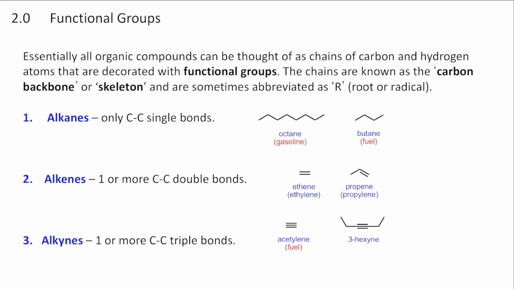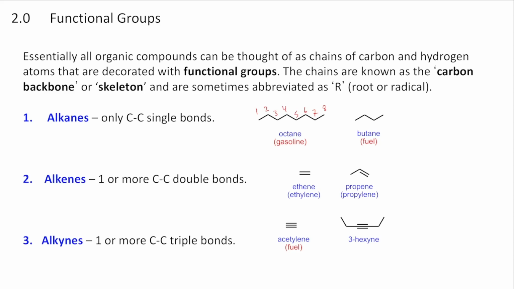So if an organic molecule has only carbon-carbon single bonds as well as carbon-hydrogen single bonds, we call these molecules alkanes. These are probably the simplest type of organic molecule. And here I have 2 examples. One is octane, which has a total of 8 carbons, and we can count them 1, 2, 3, 4, 5, 6, 7, 8. Octane is an important component of gasoline.